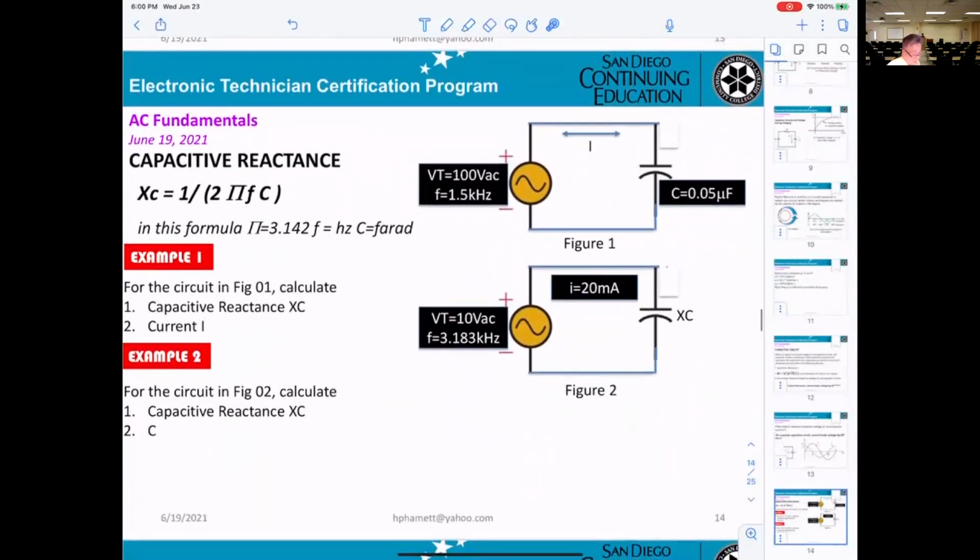Now they're talking about capacitive reactance, XC equals 1 over 2 pi f C. Example 1. For the circuit shown here, they want you to calculate XC. Go ahead and do that calculation for me, to see who gets it.